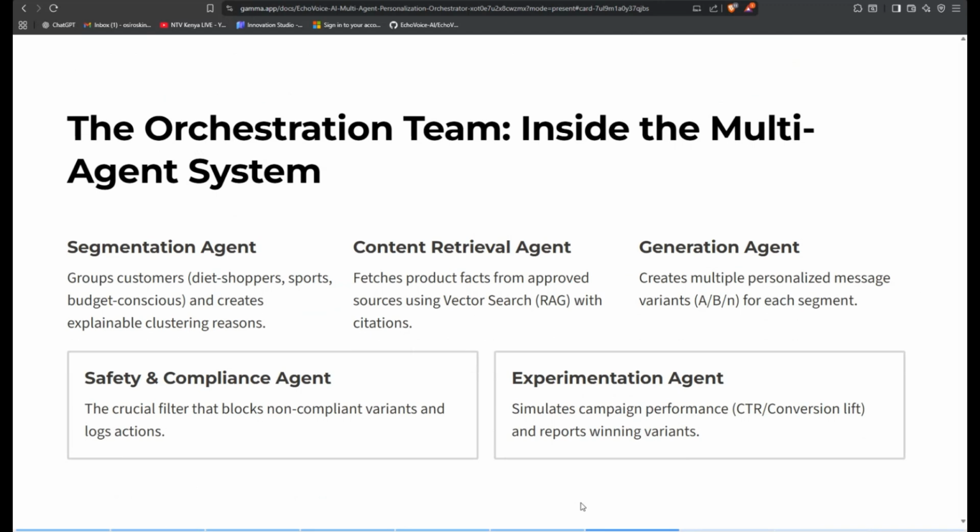Now, for the design of our orchestration team inside the multi-agent system, we are going to split it into a 5-phase strategy, whereby we're going to deal with the segmentation agent that groups the customers, e.g. diet shoppers, sports, budget conscious, and creates explainable clustering reasons. We're going to have a content retrieval agent for the RAG. We are going to have a generation agent, which generates personalized messages in variants for A, B, and N testing. And then we're going to have the safety and compliance agent, and then the experimentation agent.